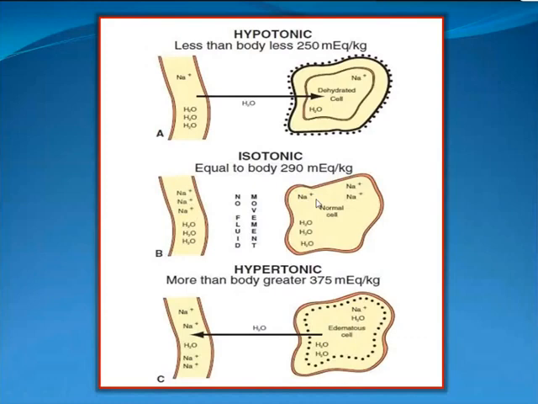And in hypertonic, when we say it is more than 375, the shifting will be from the cell to the intravascular compartment, causing an increase in it, and of course causing dehydration of the cells.